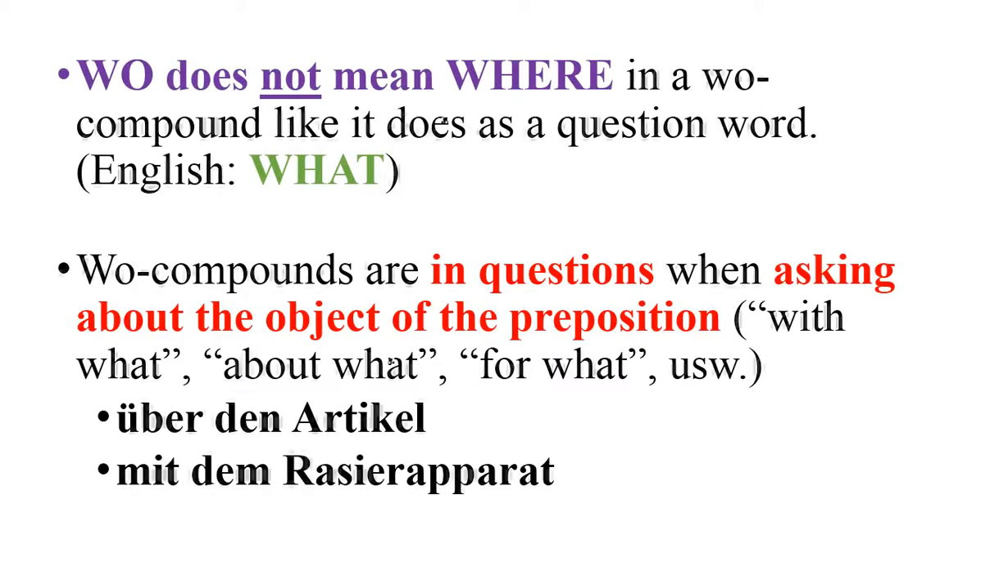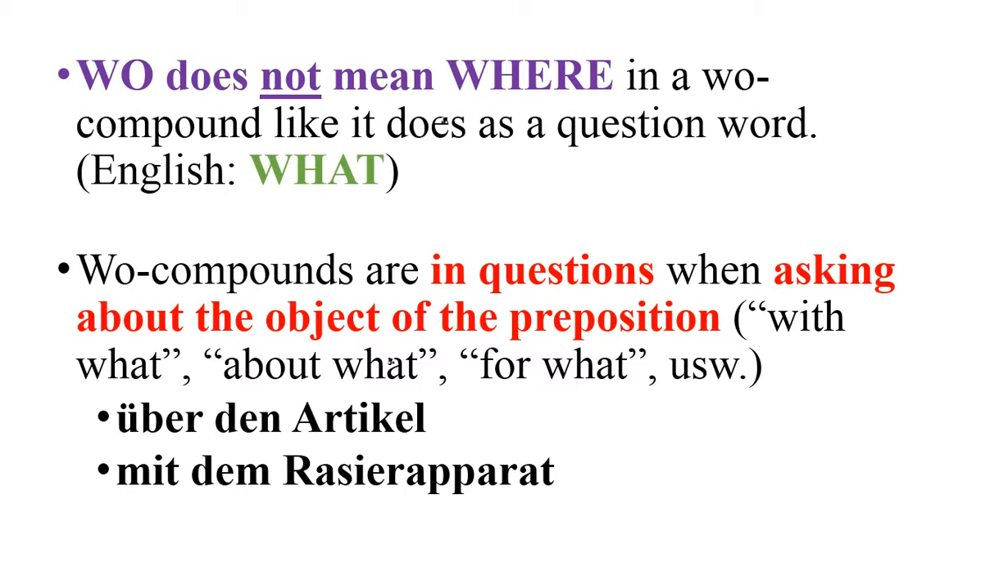So wo as a question word does mean where, but when we're talking about wo compounds, wo does not mean the question word where. In English, it means more or less what. So you'll kind of see that as we look at some examples. It's a little bit confusing, but I promise you it'll make some more sense.